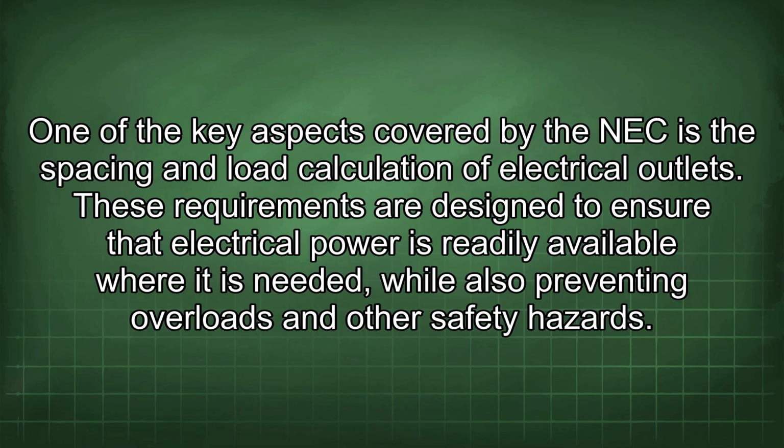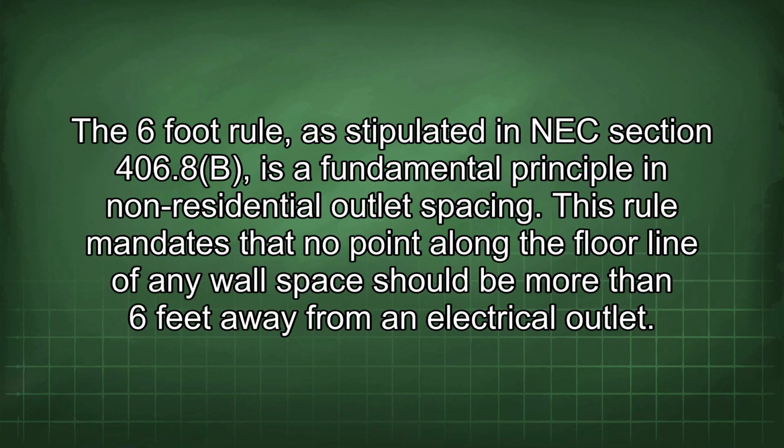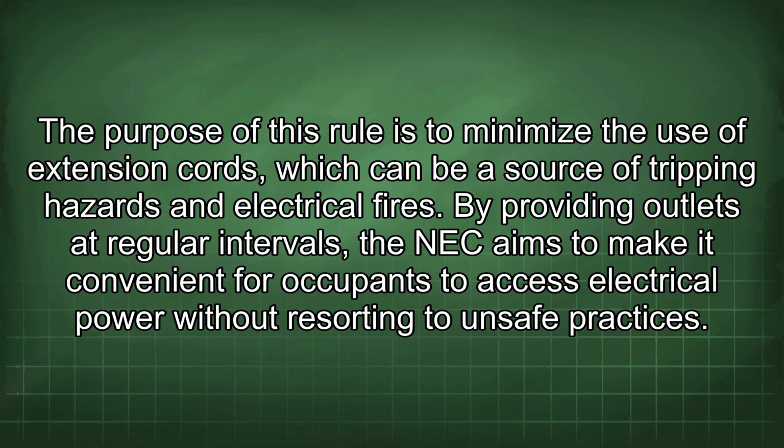The 6-foot rule, as stipulated in NEC section 406.8b, is a fundamental principle in non-residential outlet spacing. This rule mandates that no point along the floor line of any wall space should be more than 6 feet away from an electrical outlet. The purpose of this rule is to minimize the use of extension cords, which can be a source of tripping hazards and electrical fires. By providing outlets at regular intervals, the NEC aims to make it convenient for occupants to access electrical power without resorting to unsafe practices.